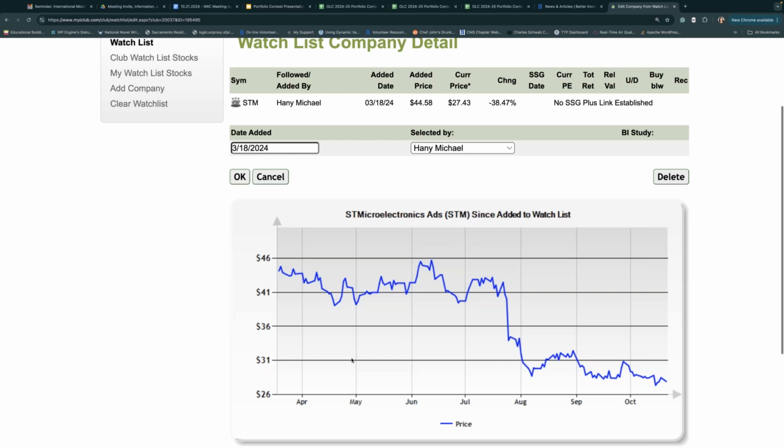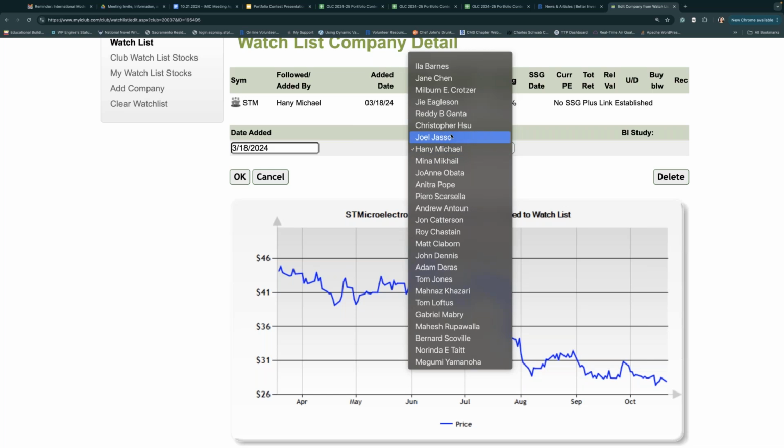Uh-oh, what happened to this one? What's this? STM? What is this one? It's another chip maker thing. I'm not sure why it dropped. Okay, I'll look into this.